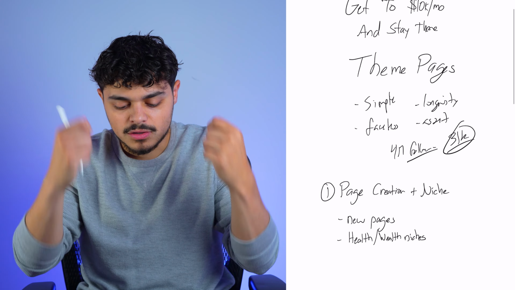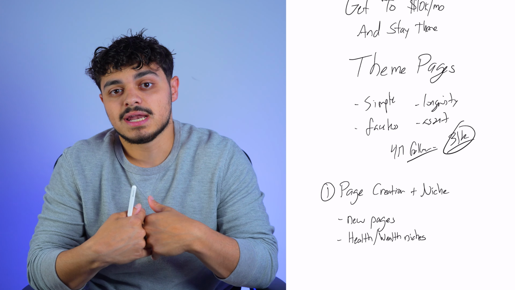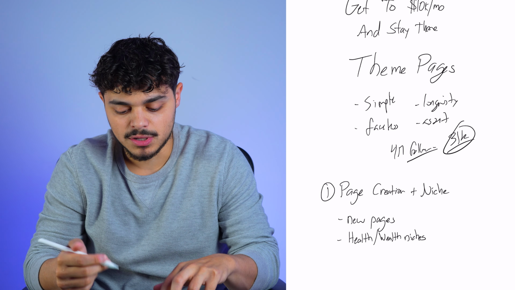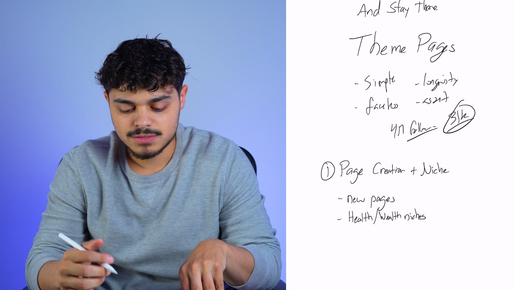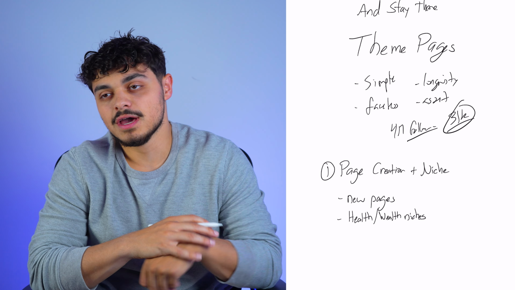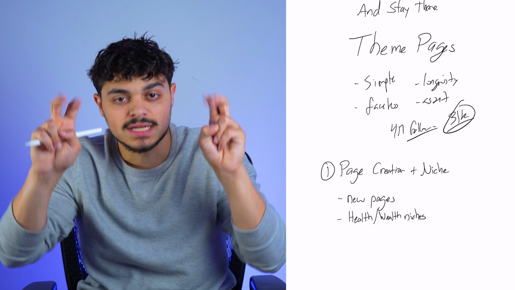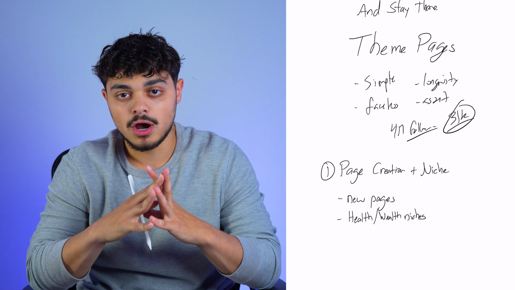Now, let's get into exactly how to do this, how to automate it, and how to turn it into something that stays forever at 10K a month. First thing, page creation and the niche. New pages are getting pushed a lot more right now than old pages or stagnant pages, or like you have an aged account. I highly recommend getting a new page or starting a new page.